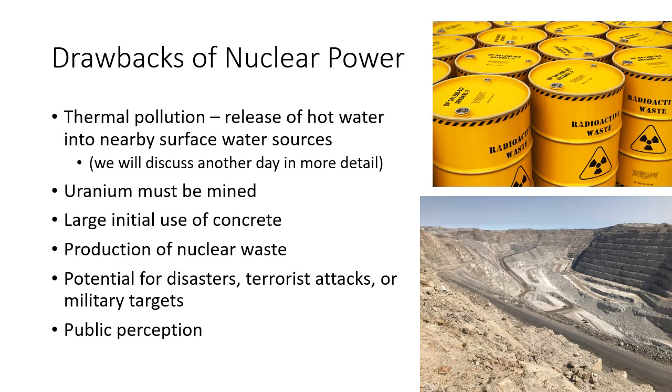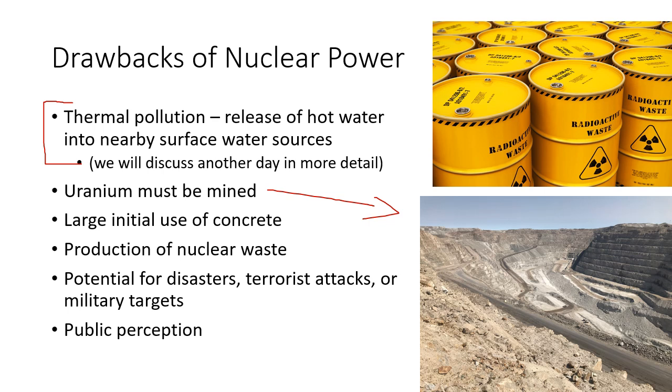But just like everything, there are drawbacks. The first one is thermal pollution. We're going to talk about this on another day, so don't worry about it for right now. But what this is basically saying is that the power plant can just emit really hot water straight into the local environment, the river, the creek, the lake, or the ocean. So you could just release hot water into the environment. This uranium does have to be mined, so there are environmental consequences of that we talked about when we talked about mining. There's a lot of concrete that's used, especially to make the containment structure and the cooling towers. But again, that's a one-time investment rather than emitting CO2 continually through the life of the power plant as you would if you were using fossil fuels.